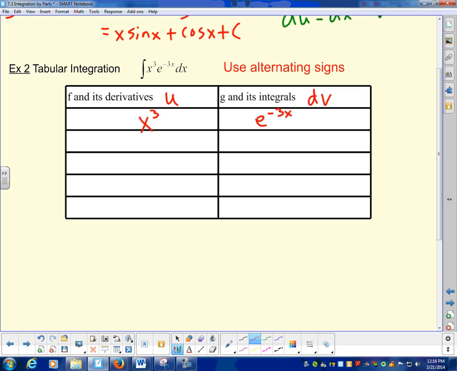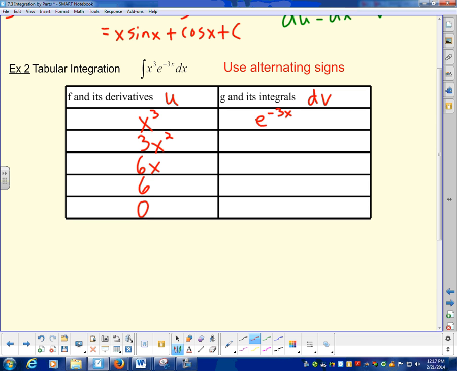And we're going to go ahead and find the derivatives of u all the way down to 0. So the first derivative here would be 3x squared. Second one would be 6x. Third one would be 6, and then 0. So you know you can stop when you get to 0.